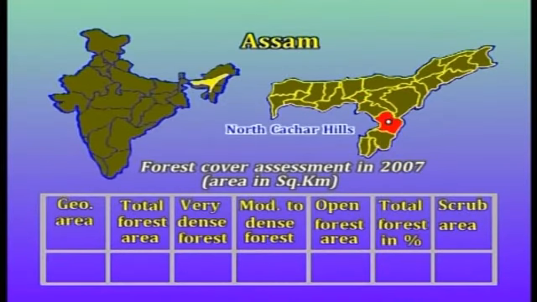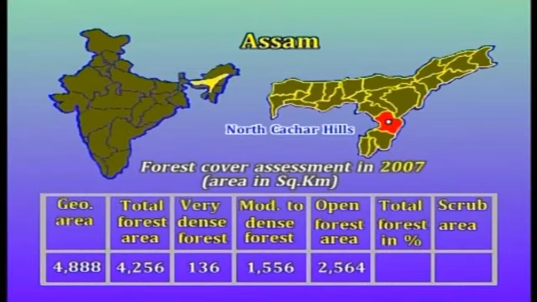District North Kachar Hills. The geographical area of the North Kachar Hills district of Assam is 4,888 square kilometers in 2007. The total forest cover is 4,256 square kilometers, out of which the very dense forest cover is 136 square kilometers. The moderate to dense forest cover is 1,556 square kilometers. The open forest cover is found to be 2,564 square kilometers. Altogether, these forests cover about 87.07% of the geographical area of the state. The scrub cover is also found to be 1 square kilometer.